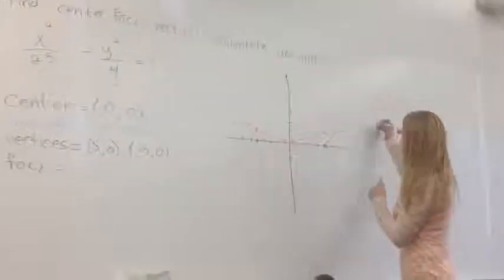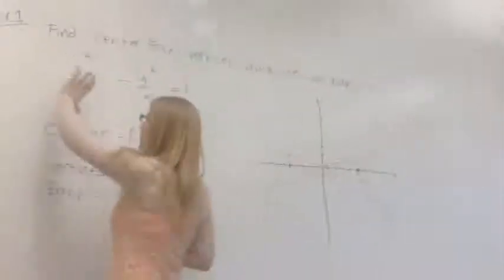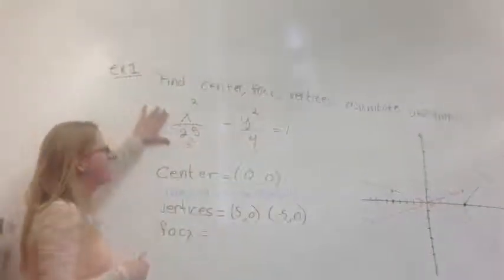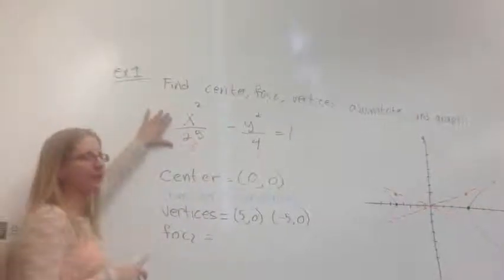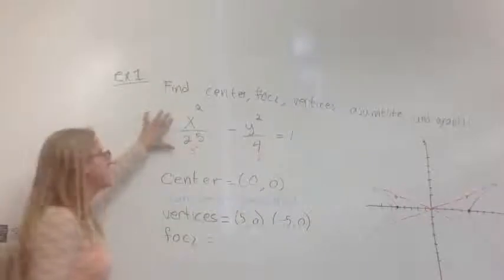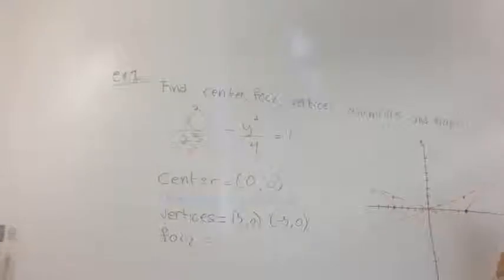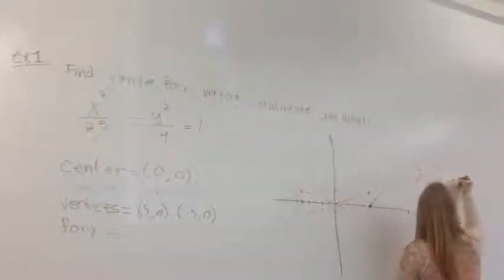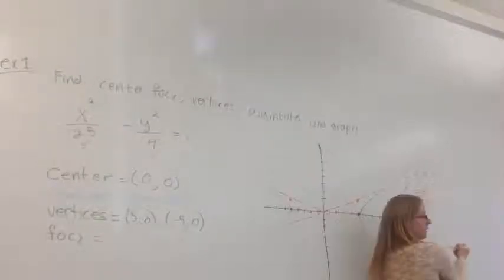So let's go ahead and do that. Going back to my original equation, what is my a value? A squared is 25, so my a is 5. What's my b? 2. So this became 5 squared plus 2 squared. So I got c squared equals 29. You guys see that okay?